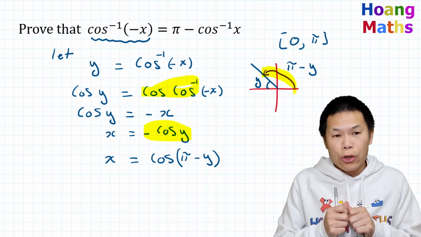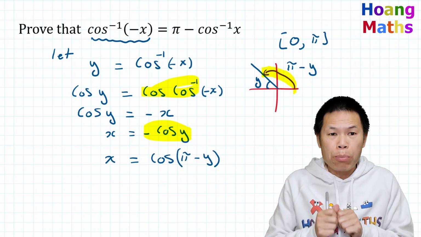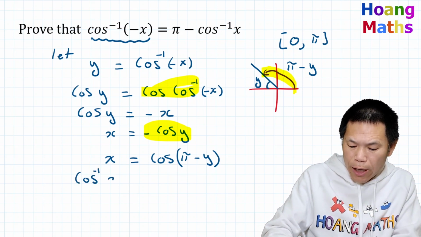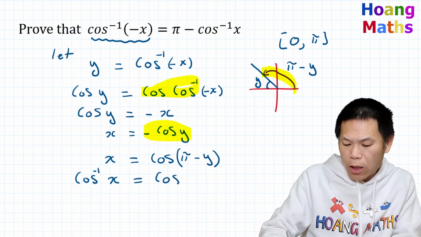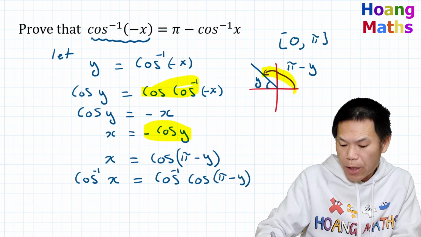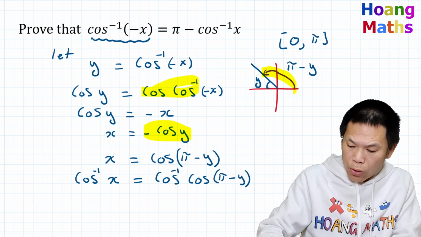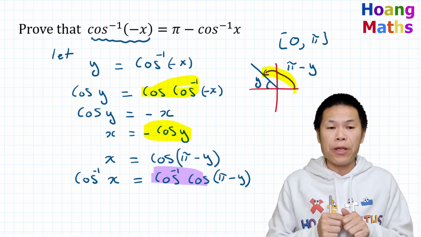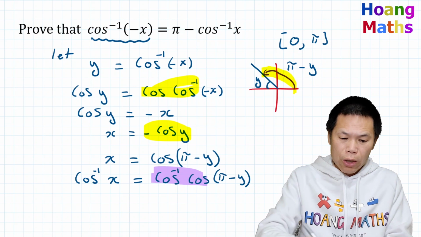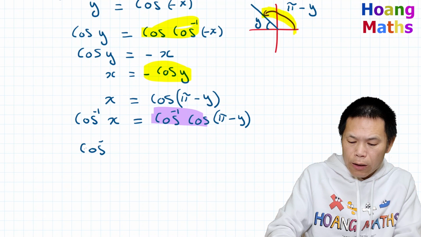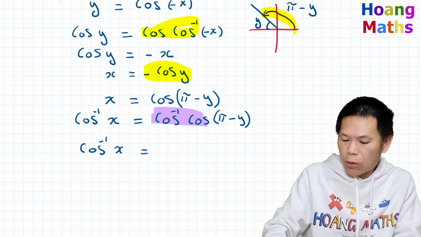So there you go. Now I take inverse cos on both sides. So inverse cos of x is equal to inverse cos of pi minus y. And we know that these two cancel out because pi minus y is within the range of inverse cos functions. Okay, keep that in mind. So let me just rewrite this: inverse cos of x is equal to pi minus y.